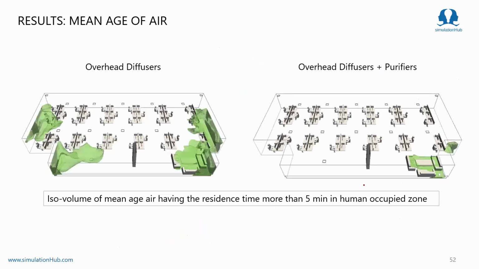Now let's analyze whether using the purifier solves our residence time or dead zone problem. We can see clearly that in this case we have no volume with a residence time of more than 5 minutes. So we can say that if we use an overhead diffuser along with a purifier, it can solve our contamination problem and it will improve the air quality inside the office space.